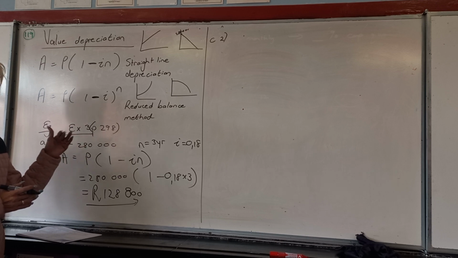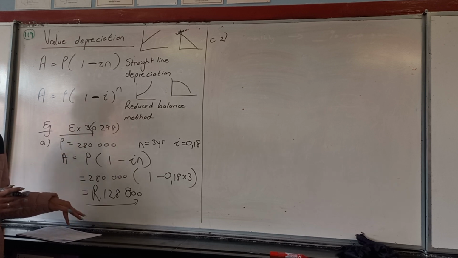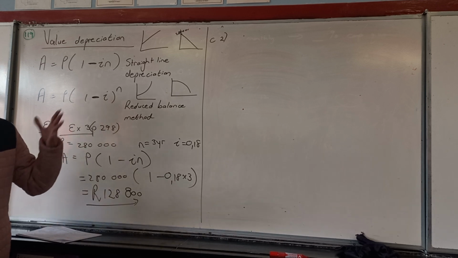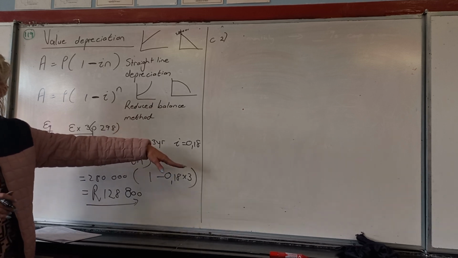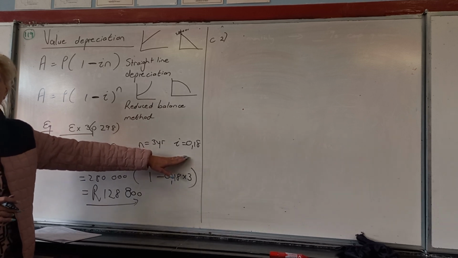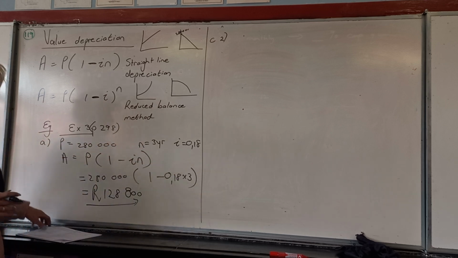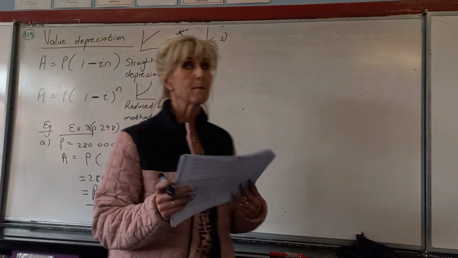128,800. So that's what her car has been reduced to. Who says? I don't know who thought about that 18%, but somehow the salesmen and the economists said that is the rate of reduction. Okay, so obviously I want to do one with a reducing balance.